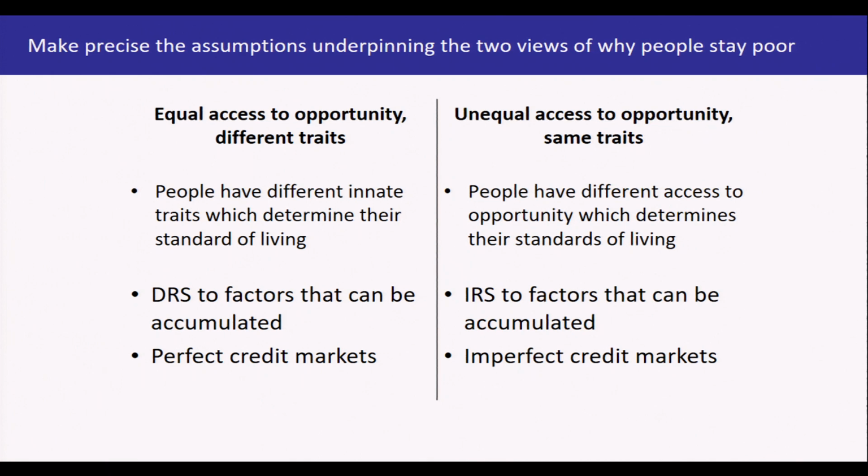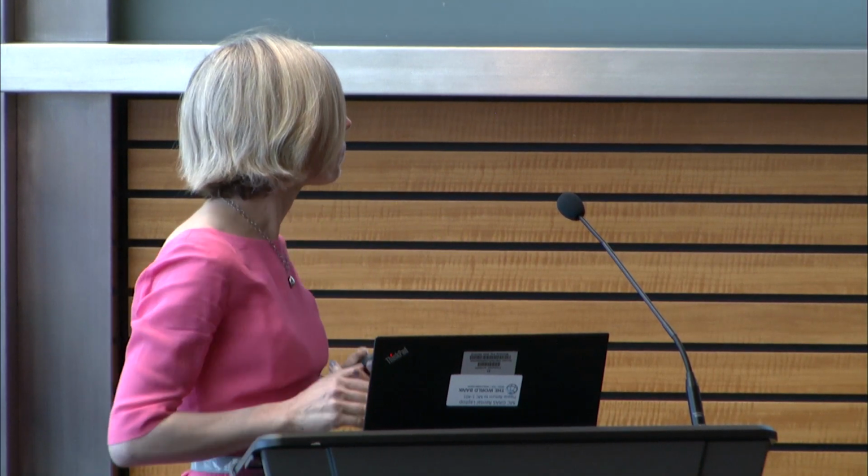Now, the fundamental thing is that to get the second view, that is the poverty trap view, imperfection in credit markets is not enough. Because if that's all you needed, the story could stop here. We know that credit markets are imperfect. But that's not the case. You need both imperfect credit markets and increasing returns to scale to accumulable factors. And that's the point that the theory essentially makes.